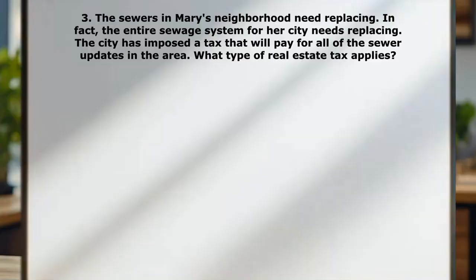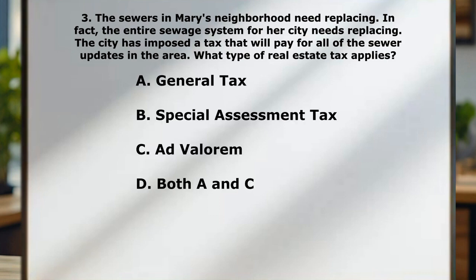Question number 3. The sewers in Mary's neighborhood need replacing. In fact, the entire sewage system for her city needs replacing. The city has imposed a tax that will pay for all of the sewer updates in the area. What type of real estate tax applies? A. General tax. B. Special assessment tax. C. Ad valorem. D. Both A and C.